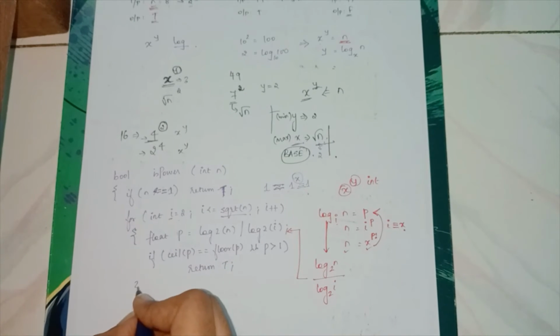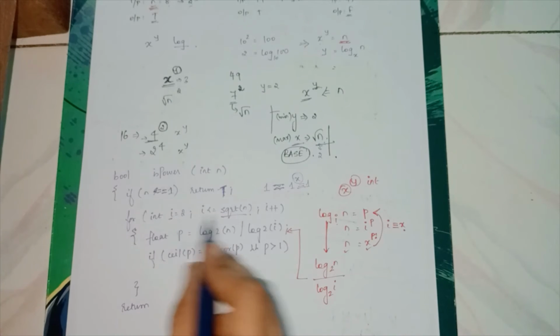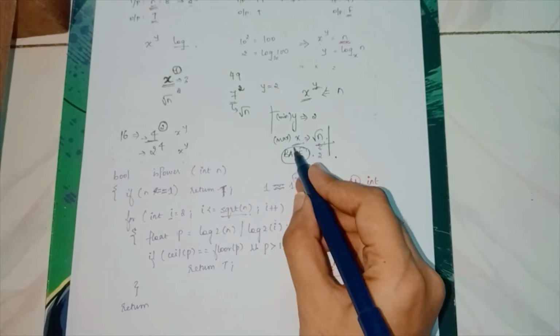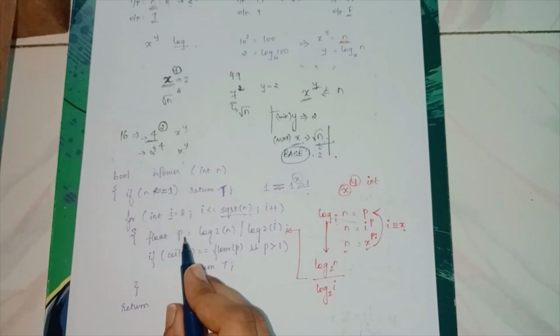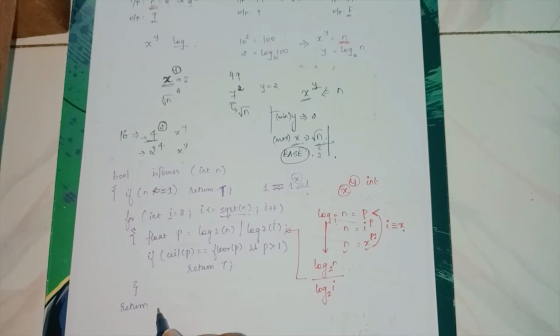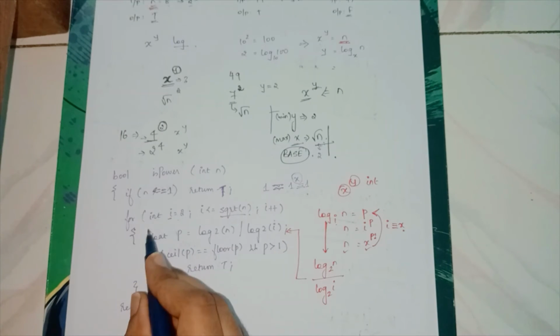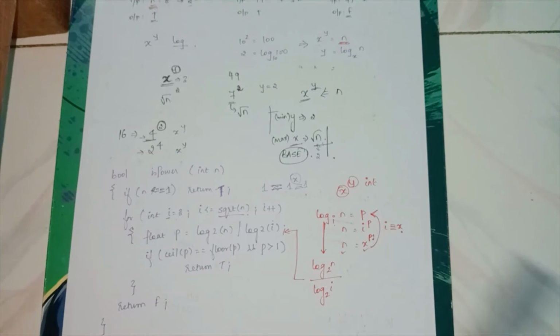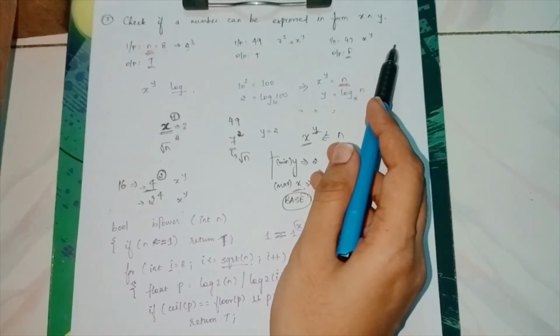I return true. Else I go out, I have traversed everything from 2 up till the square root of n. That is the maximum value that x can take, and there was no other value of y that I got. Y is p here, okay. So then if I have completed this entire block, I have no other option but to return false. That is, it can't be written of the form x power y. So this is the question: check if a number can be expressed in the form of x power y.